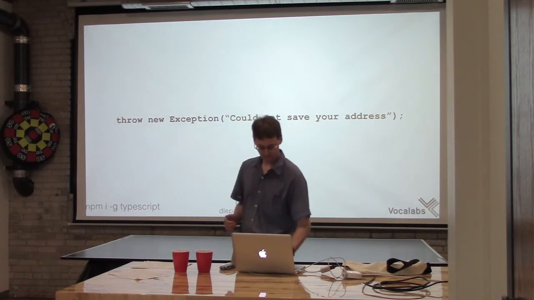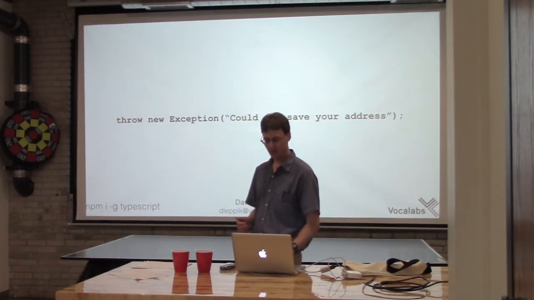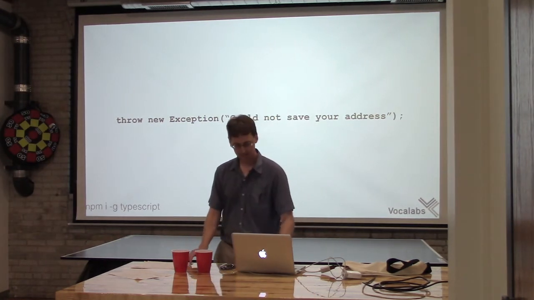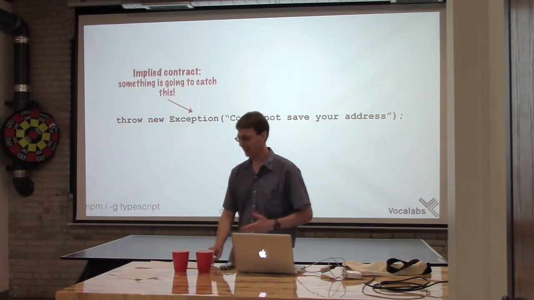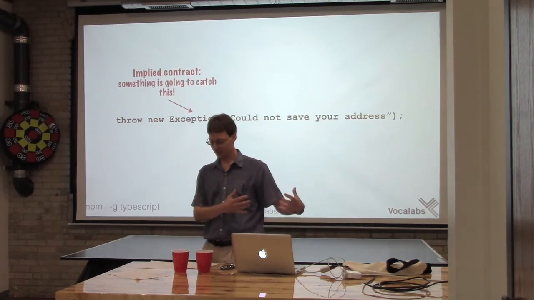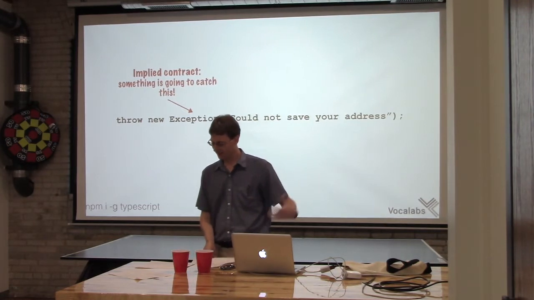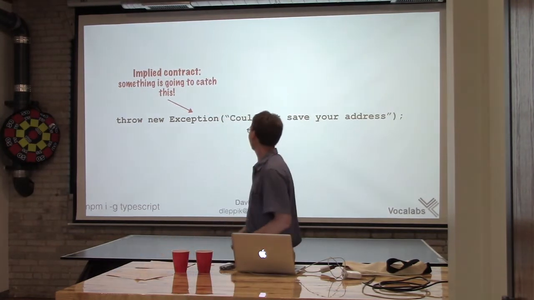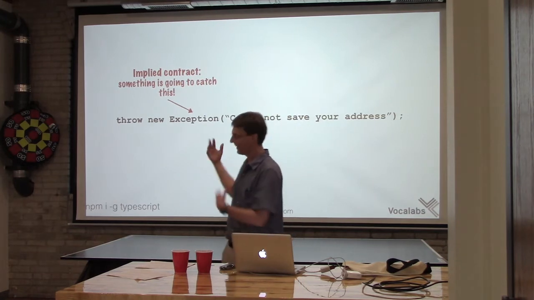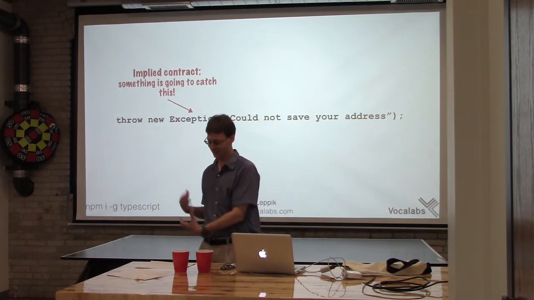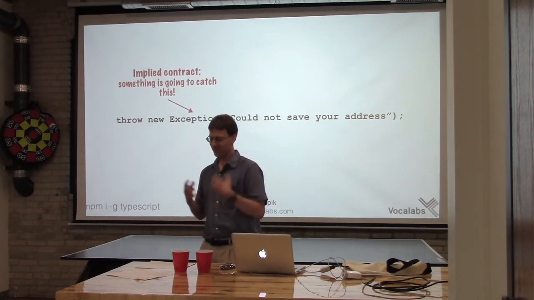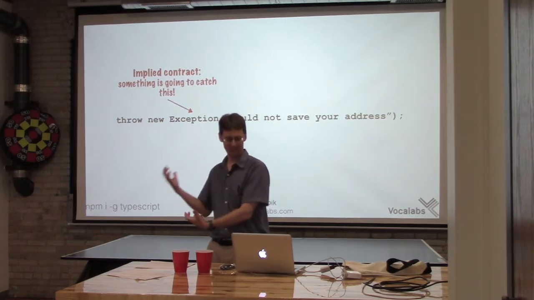So, if you are one kind of developer, the one who likes clear, well-defined code, then you would look at the exception and say, there's an implied contract here. You know, here's a testable assumption.